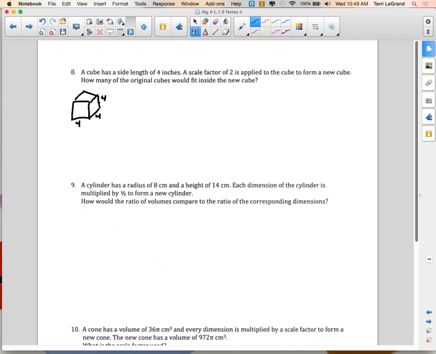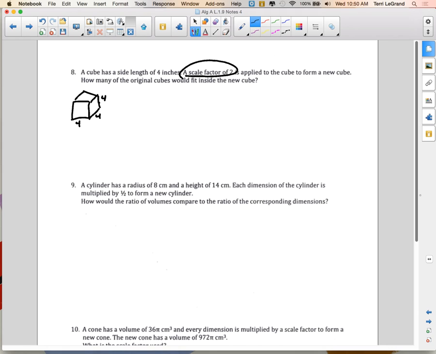So a cube has a side length of 4 inches, and all we have to do is say the side length, because in a cube, the length, width and height are all the same. So we can say that it's a 4 by 4 by 4. A scale factor of 2 is applied to the cube to form a new cube. A scale factor of 2. Would you circle that? That's important. Because now we're going to have a new cube.